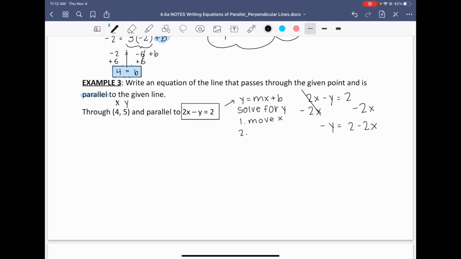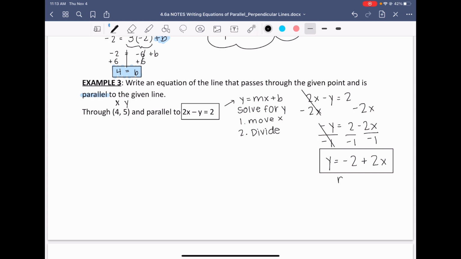Then your second step is to divide the number off of y. So we're going to divide by negative 1 because we want to take that negative away. We want it to be a positive y. Okay, so then we're left with y equals a negative 2, because 2 divided by negative 1 is a negative 2. And then negative 2 divided by negative 1 will actually create a positive 2x. So this is our equation rewritten in y equals mx plus b, our slope-intercept form.